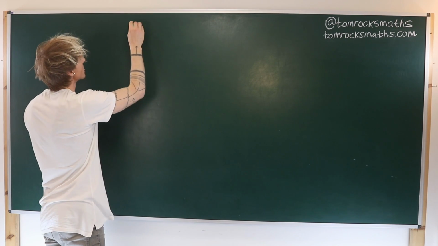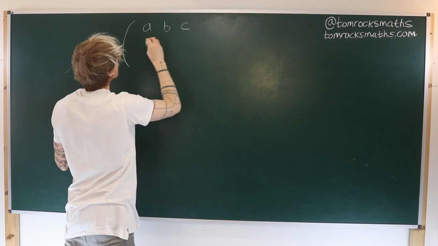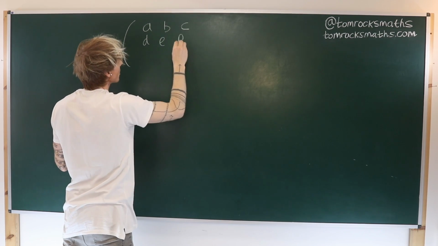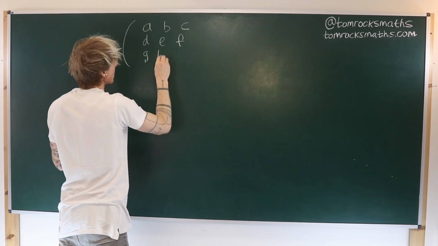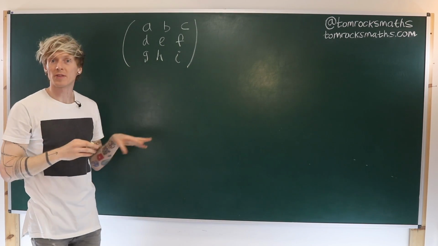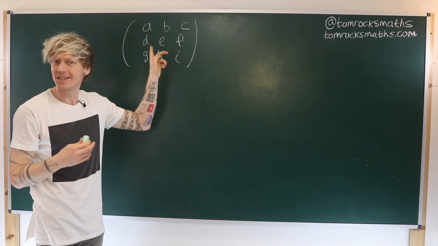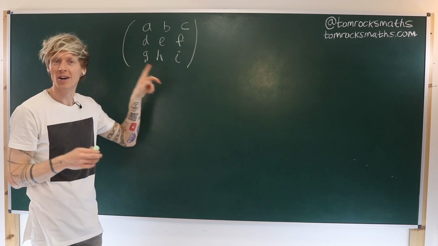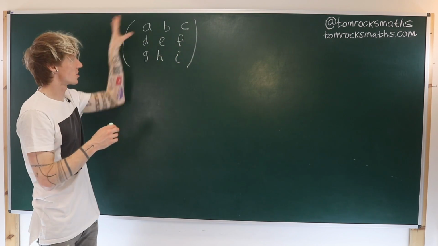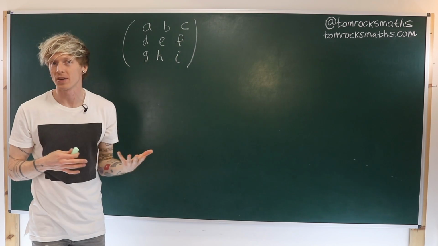So let's start with a general matrix of A, B, C, D, E, F, G, H, I. So these just represent 9 different scalars, 9 different real numbers. This is not necessarily E, as in Euler's number, and this is definitely not the square root of minus 1. These are just 9 variables representing the 9 entries of our matrix.